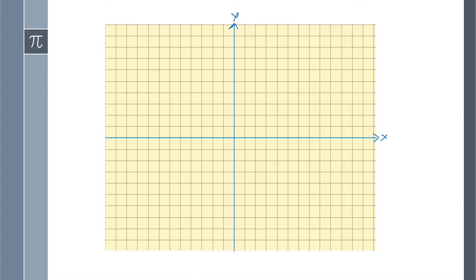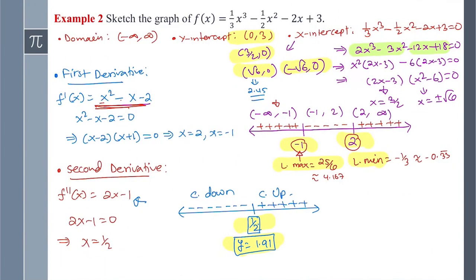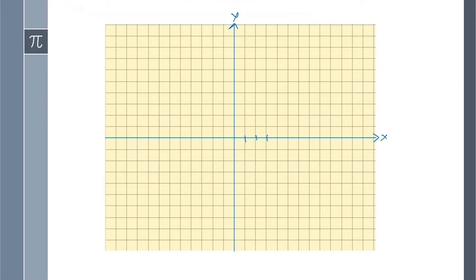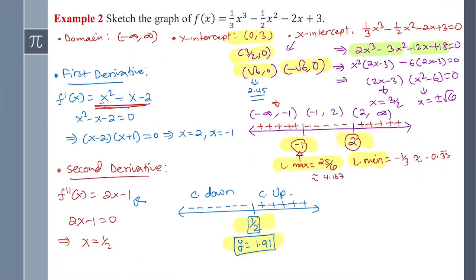I'm just going to take this as 1, 2, 3. I'm not going to label it, I'm just going to take the grid as it is. So if we go back, the first thing is, what is the y-intercept and x-intercept? The y-intercept is 3. Let me take a different color. So the y-intercept is 1, 2, 3. So here's the y-intercept. And then the x-intercepts are negative square root of 6 and positive square root of 6.